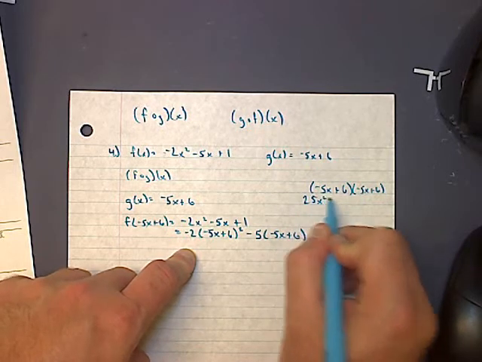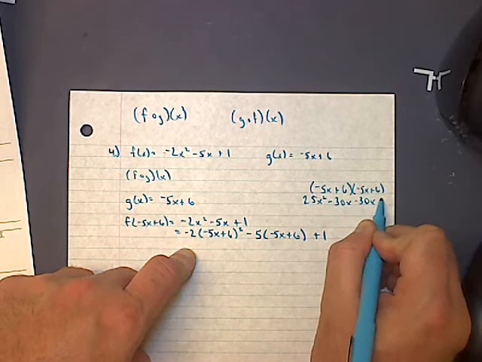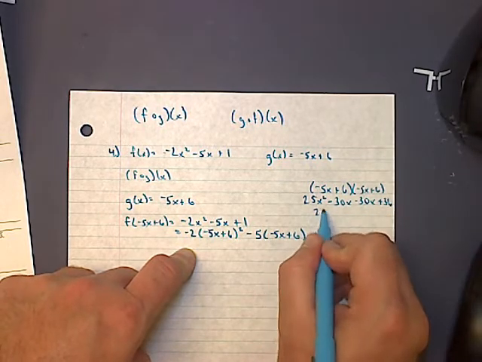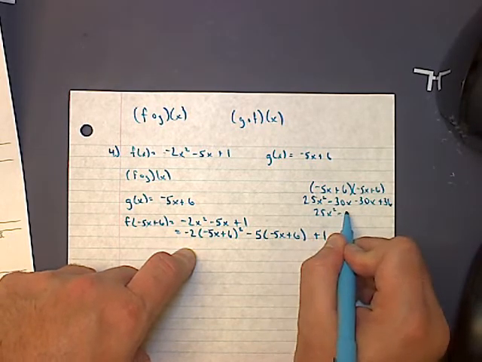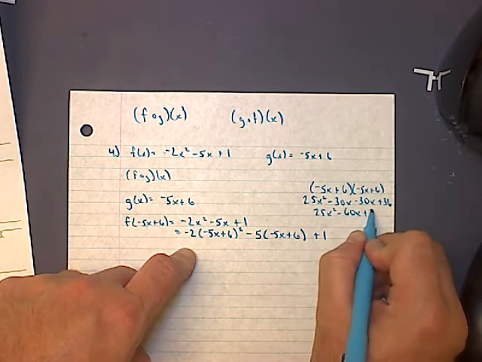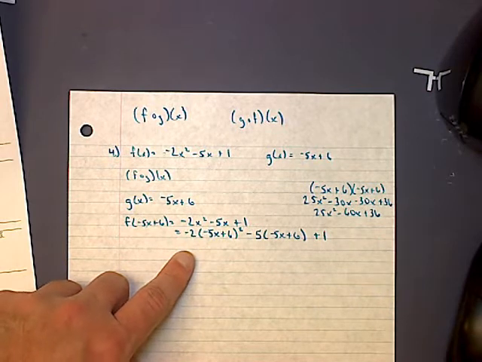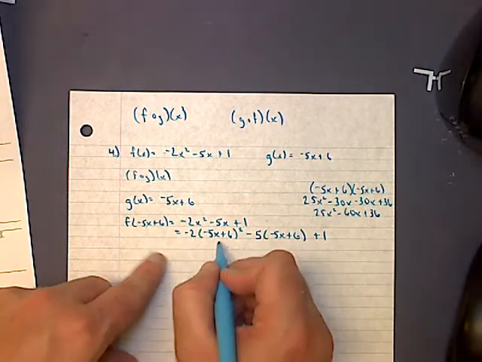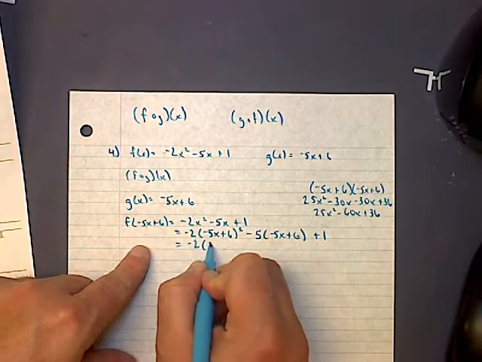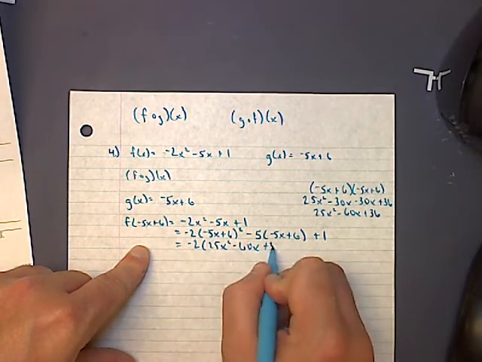Gives me 25x squared minus 30x plus 36. 25x squared minus 60x plus 36 is my value once I FOIL that out. So now I'm going to substitute that in for that. Negative 2 times 25x squared minus 60x plus 36.